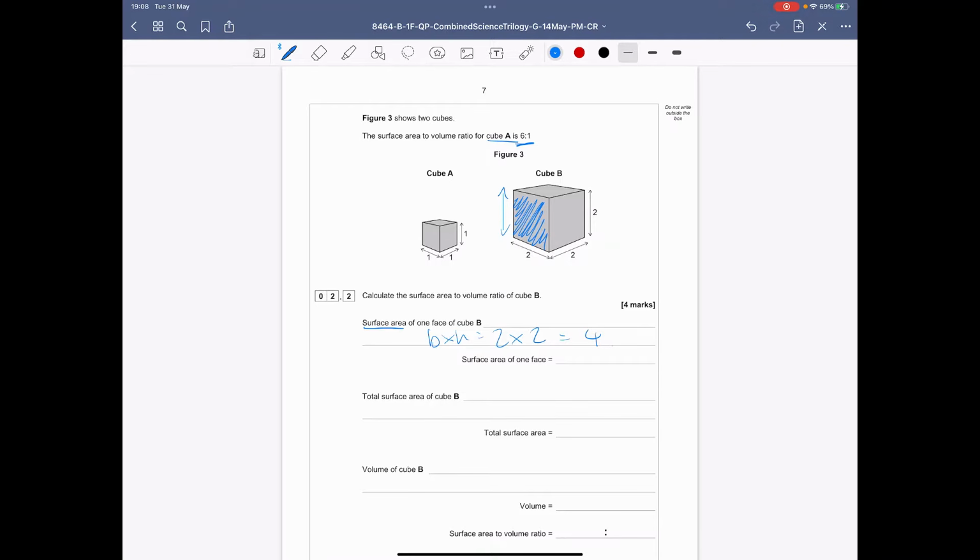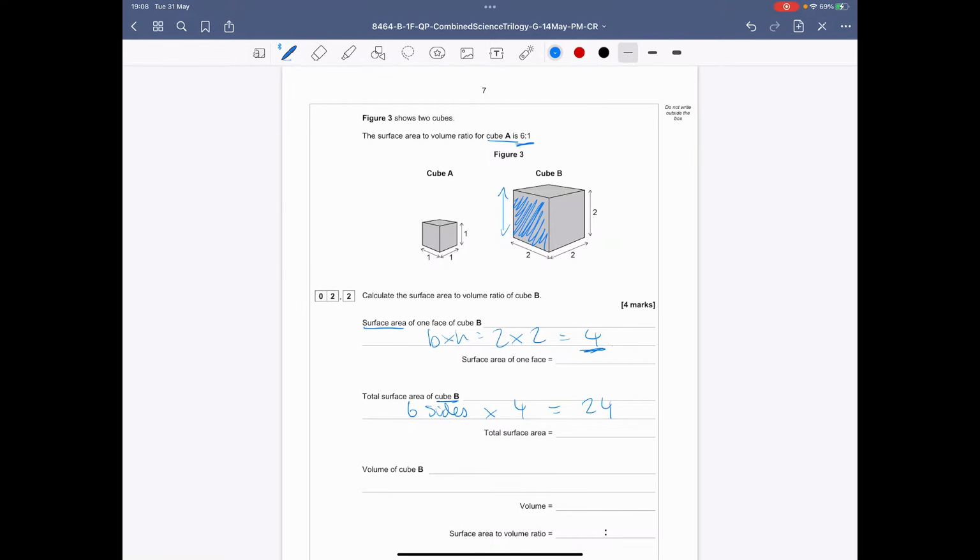Then you would have to calculate the total surface area of cube B. You need to think about how many sides a cube has. Well, it has its 4 sides going around the outside, and it has its top and bottom. So in total, it has 6 sides. So you would do 6 times the area of one side, which is 4. So 6 times 4 is 6, 12, 18, 24.